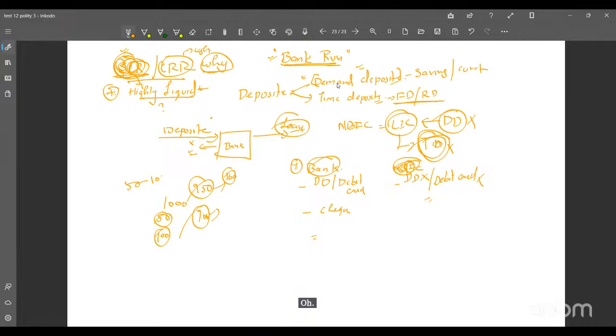இப்போ 1 rupee note இருக்கு இல்லையா, 1 rupee note யாரு print பண்றாங்க? Who is printing the 1 rupee note? Can anybody say?